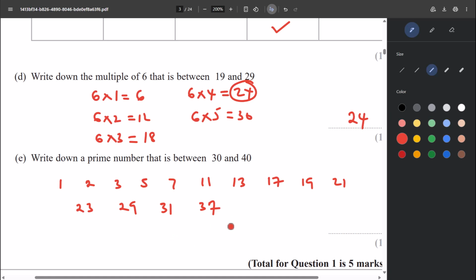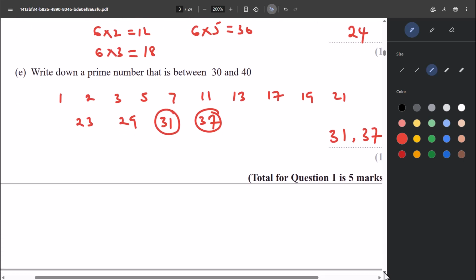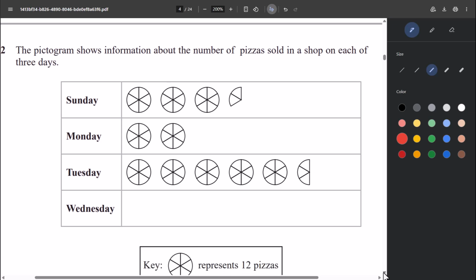Okay, all right. So then the prime number that is between 30 and 40, definitely this number is 31 and 37. These are the only prime numbers, 31 and 37. Again, these are the only prime numbers that are between 30 and 40. Now we head on to the next question, which is number 2.